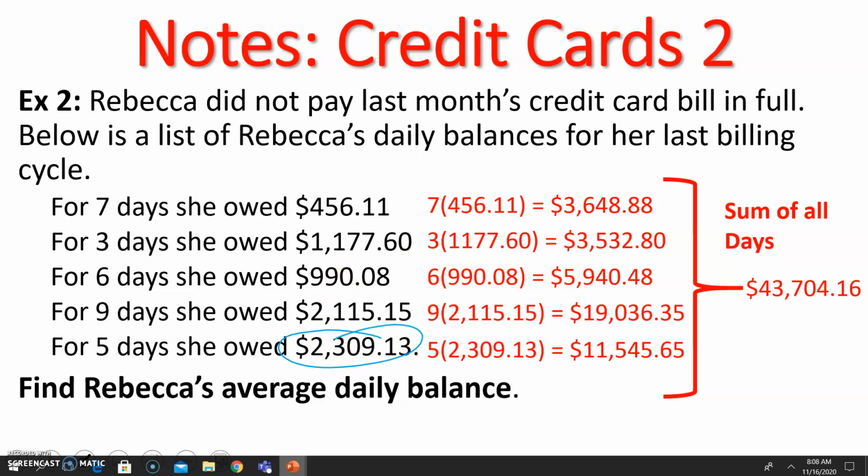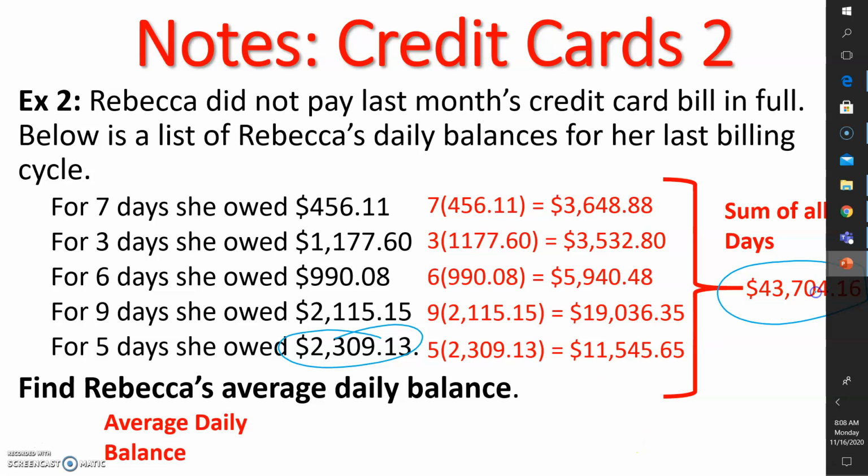So we're just using this number to find the average. Now, if we remember, we know that the average is going to be calculated by taking the total divided by how many days. We look over here, we could see that there's 7 plus 3, which is 10, plus 6, which is 16, plus 9, which is 25, plus 5, which is 30. So there are 30 days.